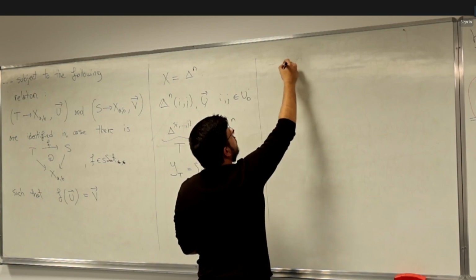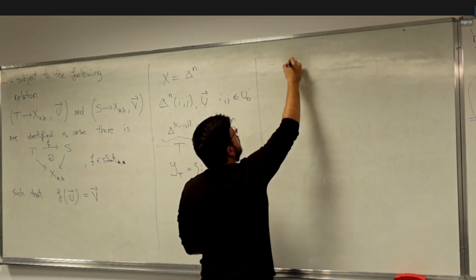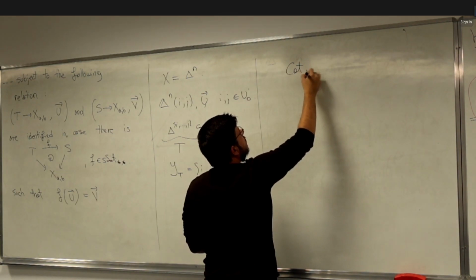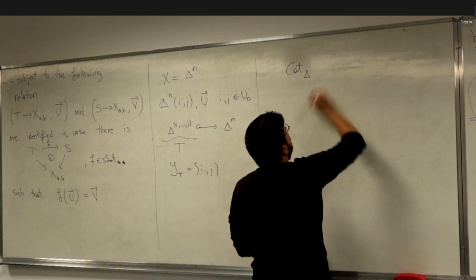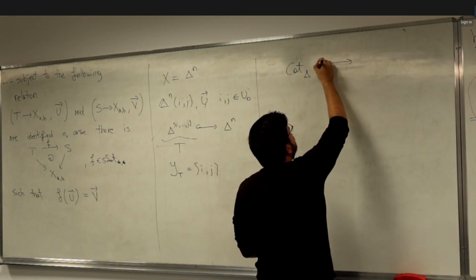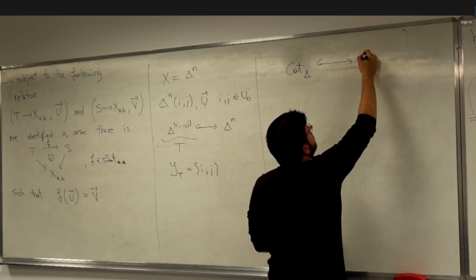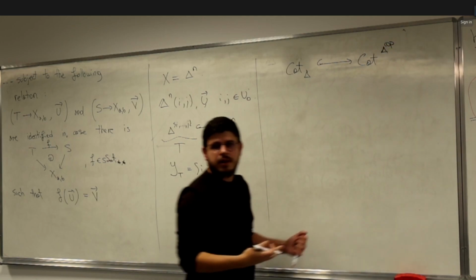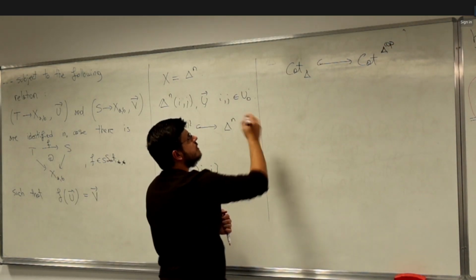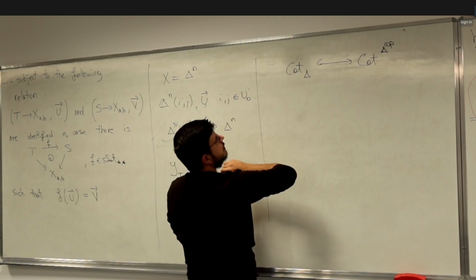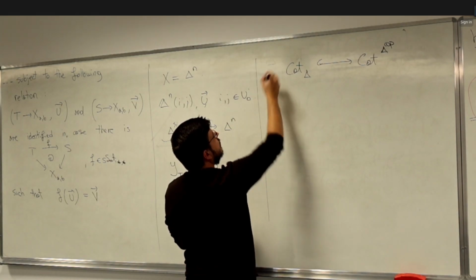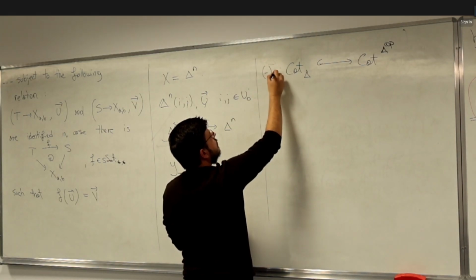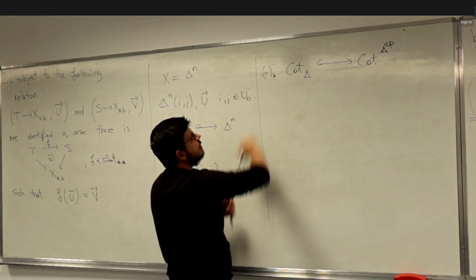So we have an embedding. Okay, so we can regard simplicially enriched categories as, and this is actually an embedding, simplicial objects in categories. This is a known thing. So this functor, I want to call it lower star.